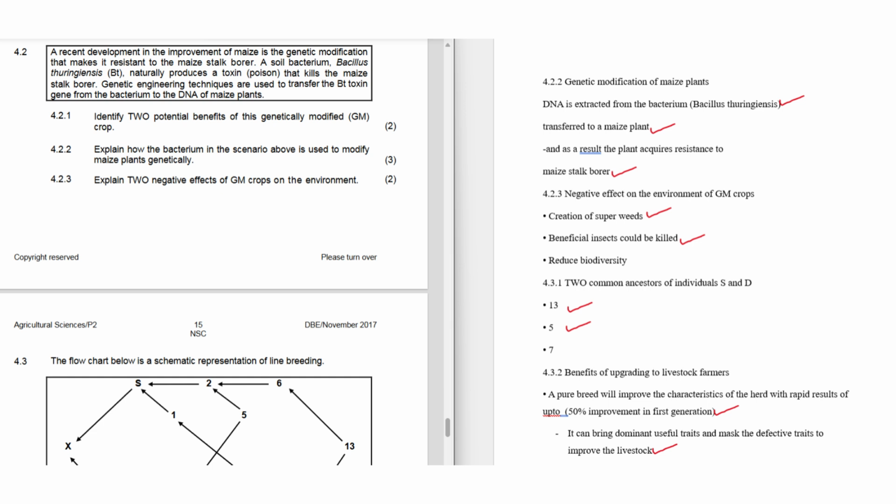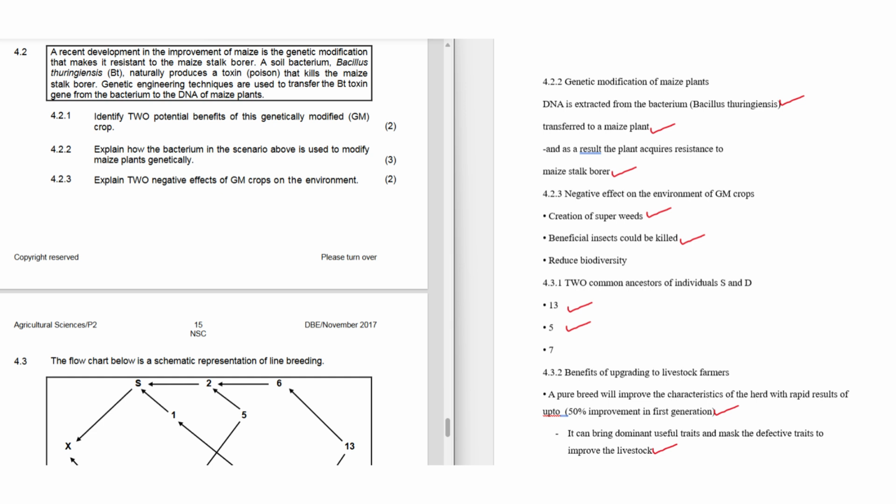After telling them how to do that, you give them the result of that step, of what that will mean for the plant. If we extracted the DNA from the bacterium and transferred it to the maize plant, then what does that step do to the maize plant? What is the result of that technique, or the result of doing all of those things?